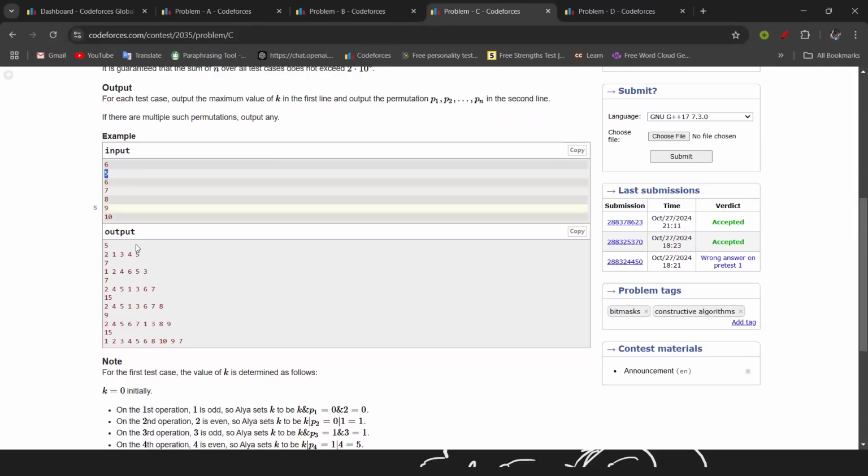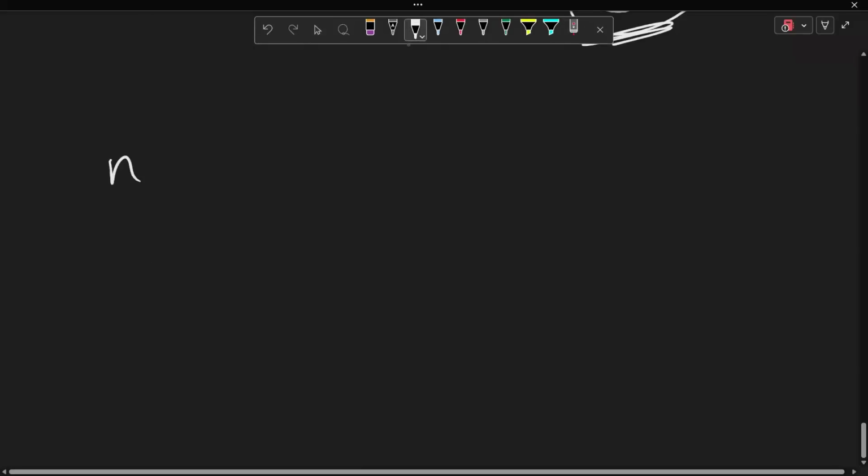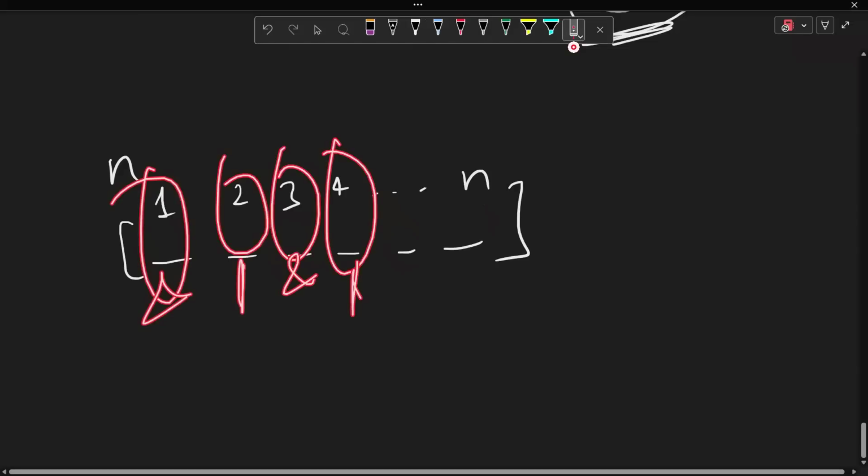So for n equal to 5, my maximum K was 5. One observation is that whatever permutation we need to find, we need to form an n size permutation. Now what would you do with the values? You would do an AND with all the odd indexes, and for the even indexes you would do an OR. So you would start with an AND, then an OR, then an AND, then an OR.